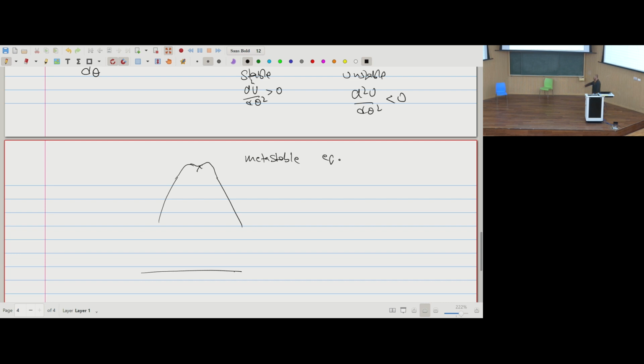Flat floor. Put a ball, give it a push, it happily goes away, never comes back, never goes further away as well. There's no desire, there's no potential energy change. So this is where all the derivatives with respect to theta are 0. So this is called neutral equilibrium.